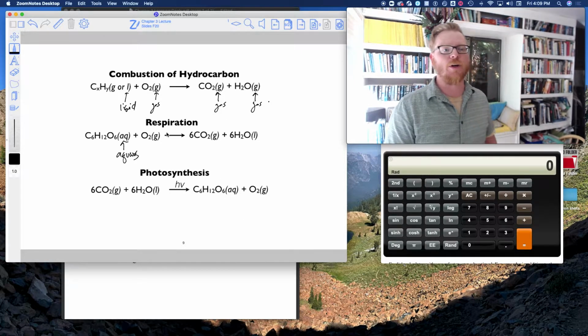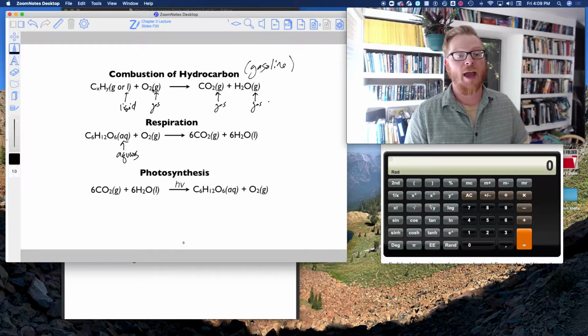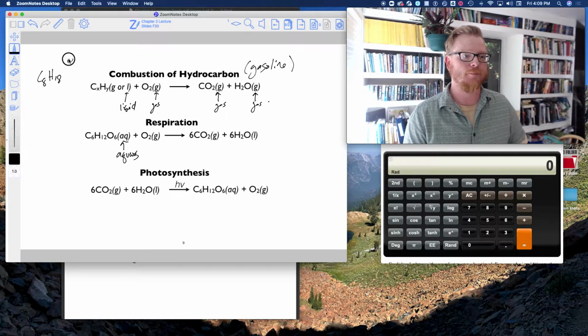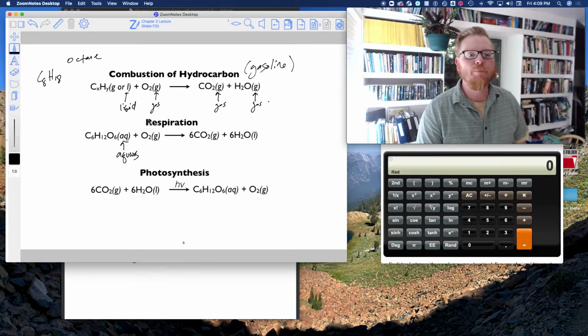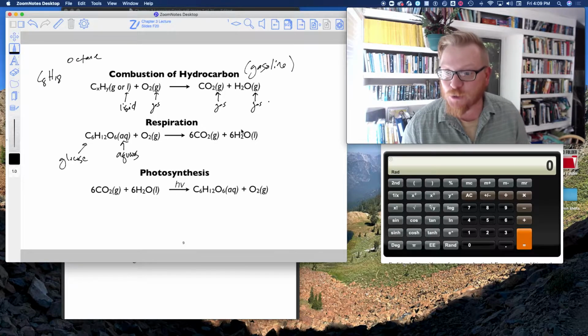But what I want you to focus on, what I want you to compare, is combustion of hydrocarbon, such as gasoline. And I mentioned octane. Octane is C8H18. That's the principal component of gasoline. That's what you put in your car to make it go. Now look at respiration. Let's look at this reaction: C6H12O6, as it turns out, that's sugar, that's glucose. But look how similar that is. Plus oxygen makes carbon dioxide and water.